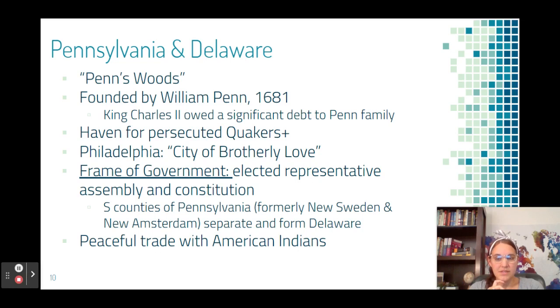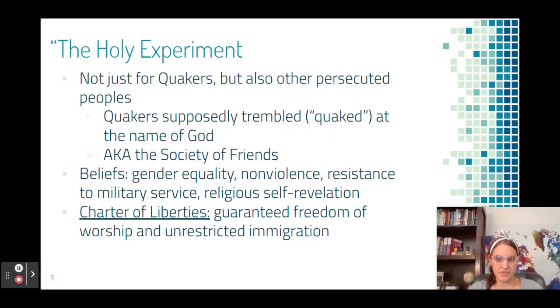So Philadelphia is named the city of brotherly love, and there was a frame of government that was written, which allowed for an elected assembly and a constitution. And when the frame of government occurred, some southern counties in Pennsylvania split away and formed Delaware. Those counties had always been separate anyways, because they had previously been settled by New Sweden and had many lingering people from that area. And they were known for having peaceful trade with American Indians in contrast to some of our other regions that we've discussed.